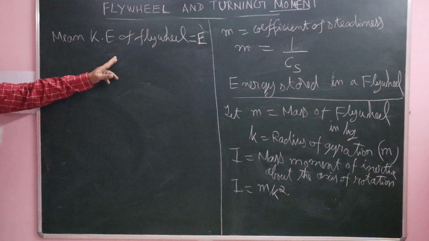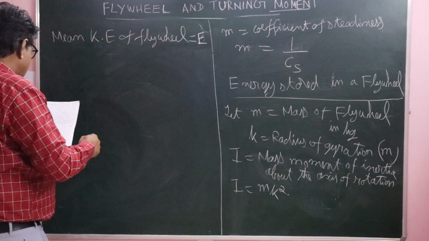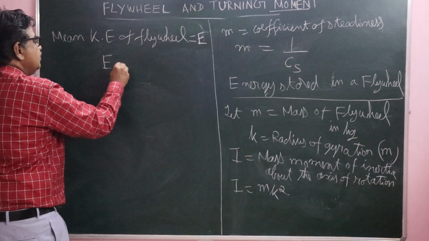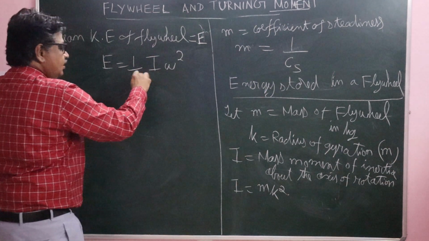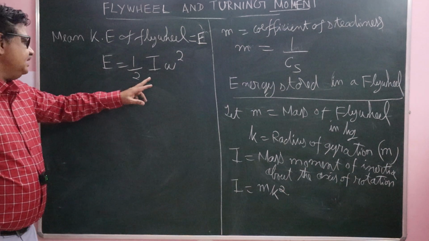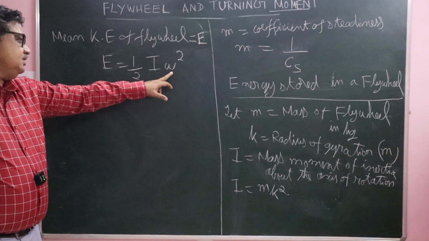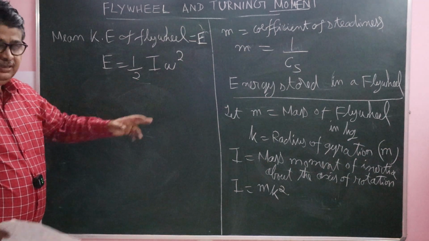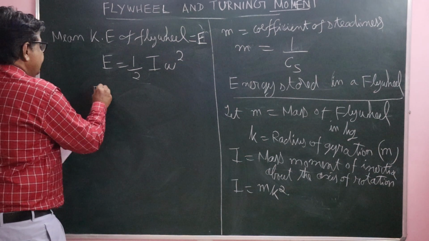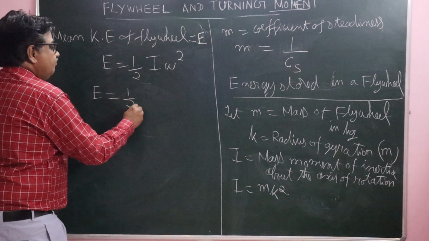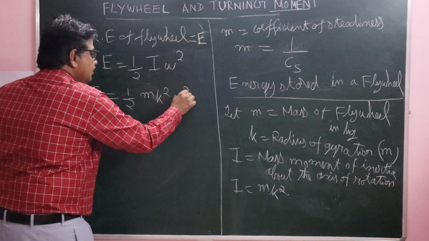Mean kinetic energy of the flywheel is equal to E. So E is equal to half I omega square, where I is the mass moment of inertia about the axis of rotation of the flywheel, and omega square is the mean angular velocity square. So I can write E is equal to half mk square, substituting that, mk square omega square.